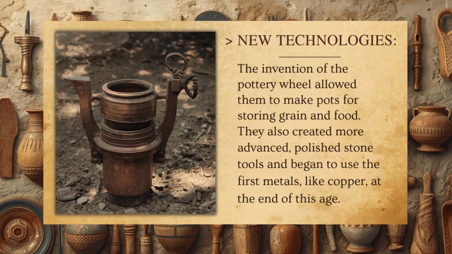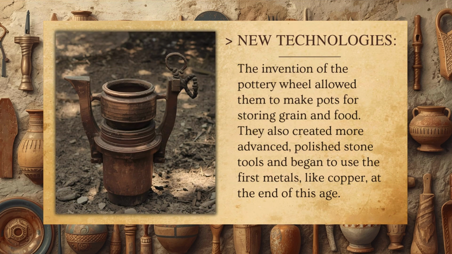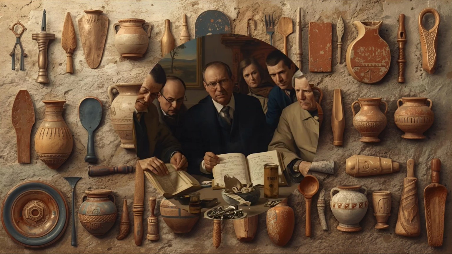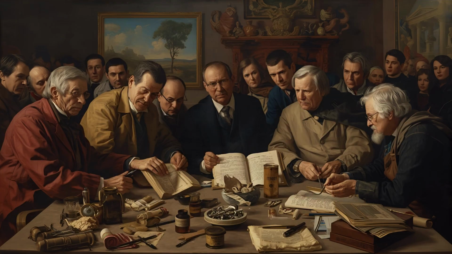New technologies. The invention of the pottery wheel allowed them to make pots for storing grain and food. They also created more advanced, polished stone tools and began to use the first metals, like copper, at the end of this age. Conclusion. So, you see, understanding our past is a monumental team effort.